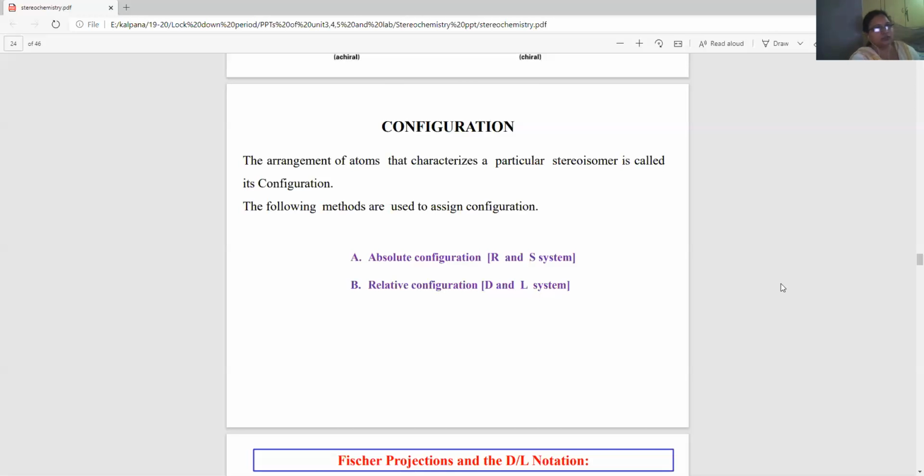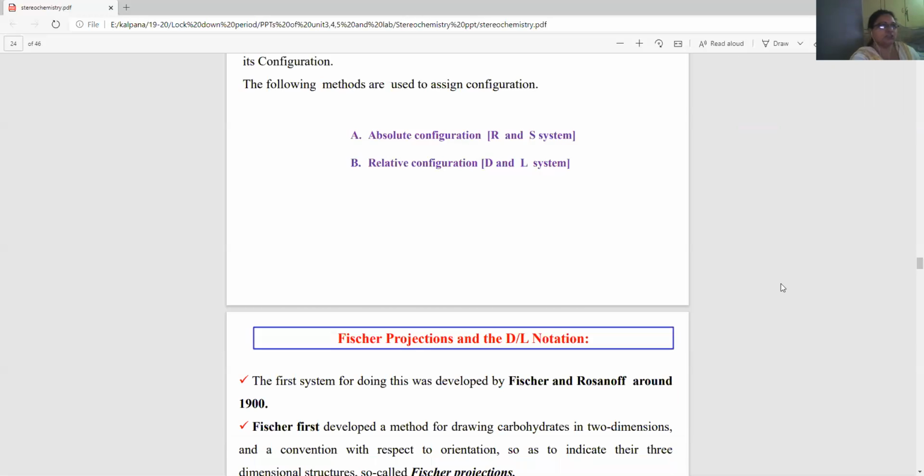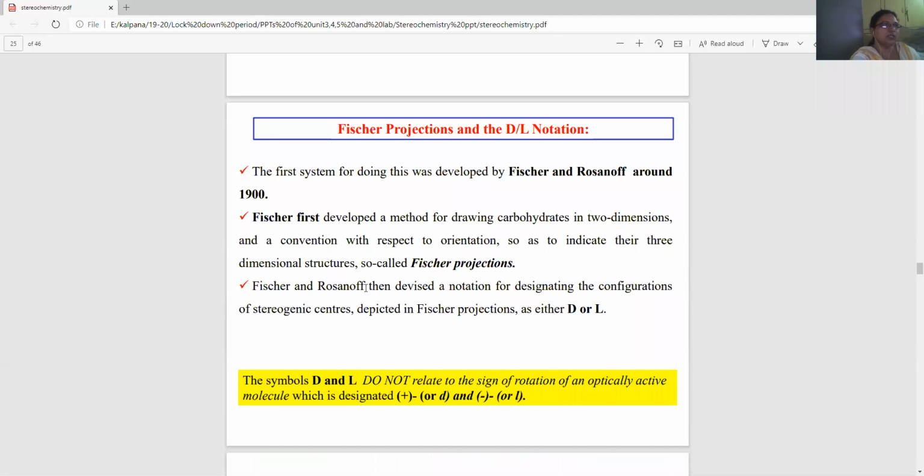So first we'll go for the D and L system, that is Fischer projections. So the first system for doing this was developed by Fischer and Rozanoff around 1900. So Fischer first developed a method for drawing carbohydrates in two dimensions and a convention with respect to orientation so as to indicate their three-dimensional structures, so-called Fischer projections.